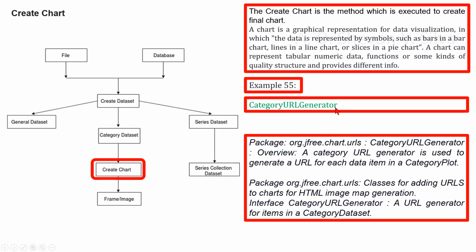Overview in CategoryURLGenerator in package org.jfree.chart.urls. A category URL generator is used to generate a URL for each data item in a category plot. The package org.jfree.chart.urls contains classes for adding URLs to charts for HTML image map generation. Interface CategoryURLGenerator, a URL generator for items in a category dataset. The generator is associated with the plot's renderer, an instance of CategoryItemRenderer, and the URLs are used when you create an HTML image map for a chart image.